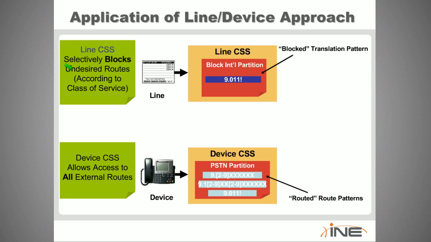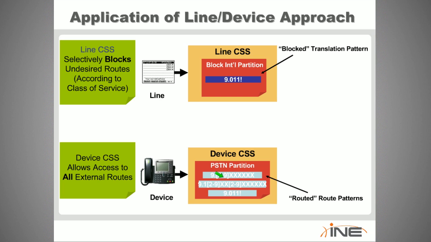Now wait a minute. What do you mean block, Mark? Don't you mean allow access to what they're allowed to dial? Well, if the device allows them to dial anything, and each of these route patterns are routed, they're not blocked, but they are routed to specific route lists and route groups, and therefore specific gateways. That's giving us our site-specific call routing.